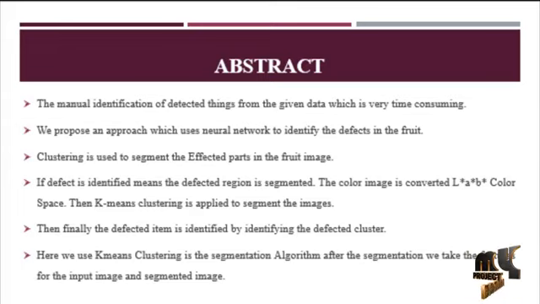After the segmentation, we take the features for the input image. On the segmented image, features are extracted using shape features and texture features. Local binary pattern is a texture feature, and CNN is the algorithm for extracting features. The features are extracted for the input image and all the images in the database. The extracted feature values are passed into the neural network classifier.